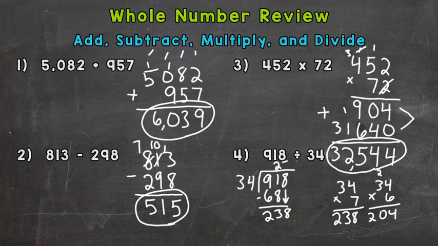So we put a 7 up here because 238 divided by 34 is 7. Now we multiply. 7 times 34 is 238. Subtract, and we get a remainder of 0. So our quotient, or answer to a division problem, is 27.